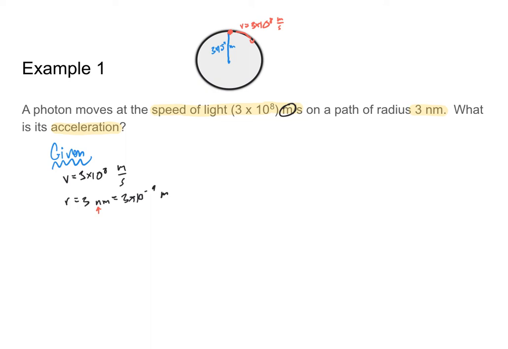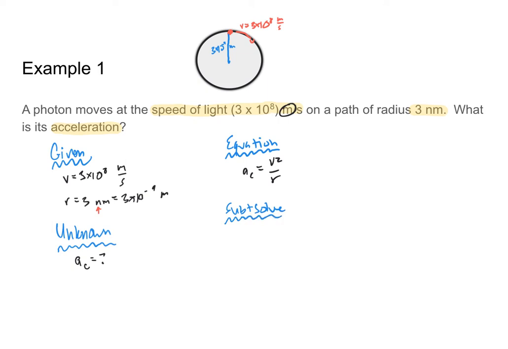And that brings us from our given to our unknown. Our unknown is going to be our centripetal acceleration. So because we have our linear speed, not our angular speed, what we will say is that our centripetal acceleration is equal to v squared over r. Therefore, when we sub and solve, we will find that our centripetal acceleration is given by 3 times 10 to the 8th squared over 3 times 10 to the negative 9th.